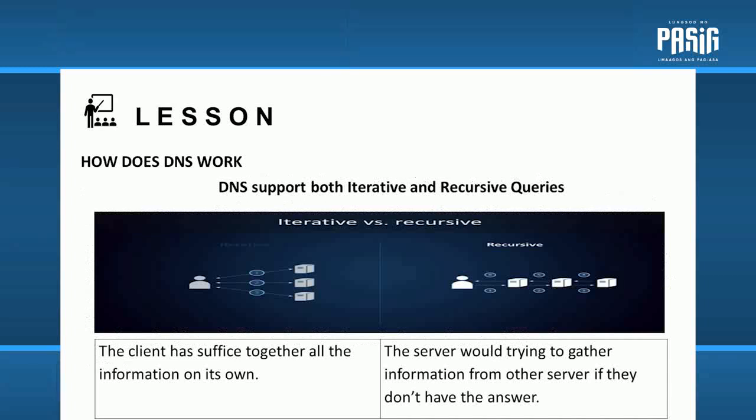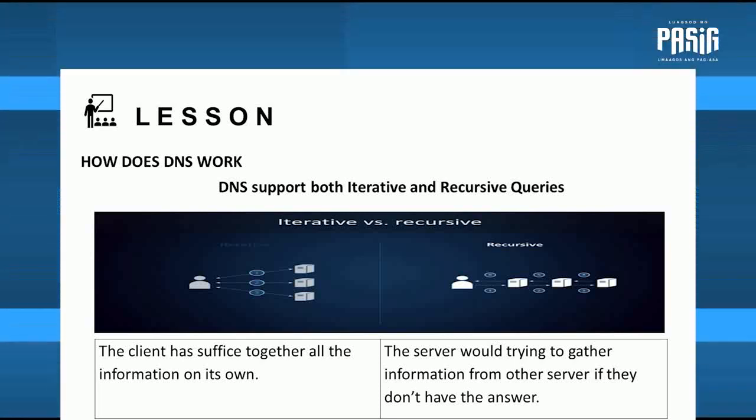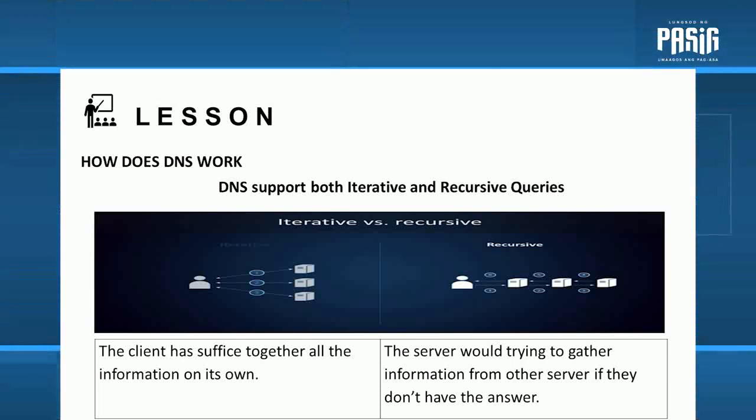DNS supports both iterative and recursive queries. Under iterative, the client has to piece together all the information on its own. In recursive, the server tries to gather information from other servers if it doesn't have the answer.